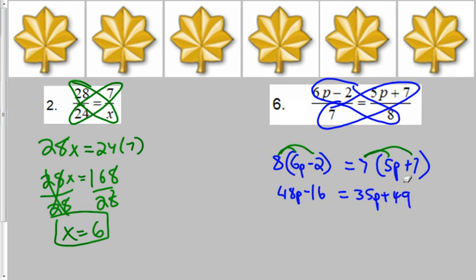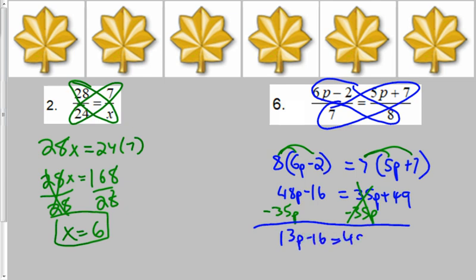Now we have an example where there's variables on both sides. So think back, what do we do when there's variables on both sides? We want to get rid of the variable term from one side. And we're not just getting rid of the number in front of it, we're getting rid of the whole term. So I'm going to try to get rid of the smaller one. If I get rid of the smaller one, I subtract 35p, and I'm going to subtract it from the other side, from the 48p. And then what's left over is 13p minus 16 equals 49.